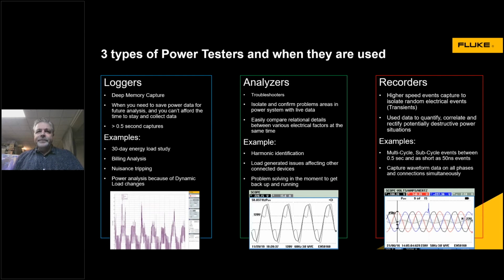All right, the next step. Transitioning away from loggers, what we basically do is we have all the same connection capabilities, all the same memory, everything that's in the logger that I've talked about so far, but we have more horsepower in the device. And when I mean horsepower, I mean sample speeds, and that allows us to get away from trended into actual waveform detail. And when we get to that point where we have waveform detail, we can start using the tool for troubleshooting. So using the word analyzer and troubleshooter in the same sentence, they can swap out fairly quickly. It allows us to isolate, confirm where problems are, and compare relational information between various electrical loads at the same time.